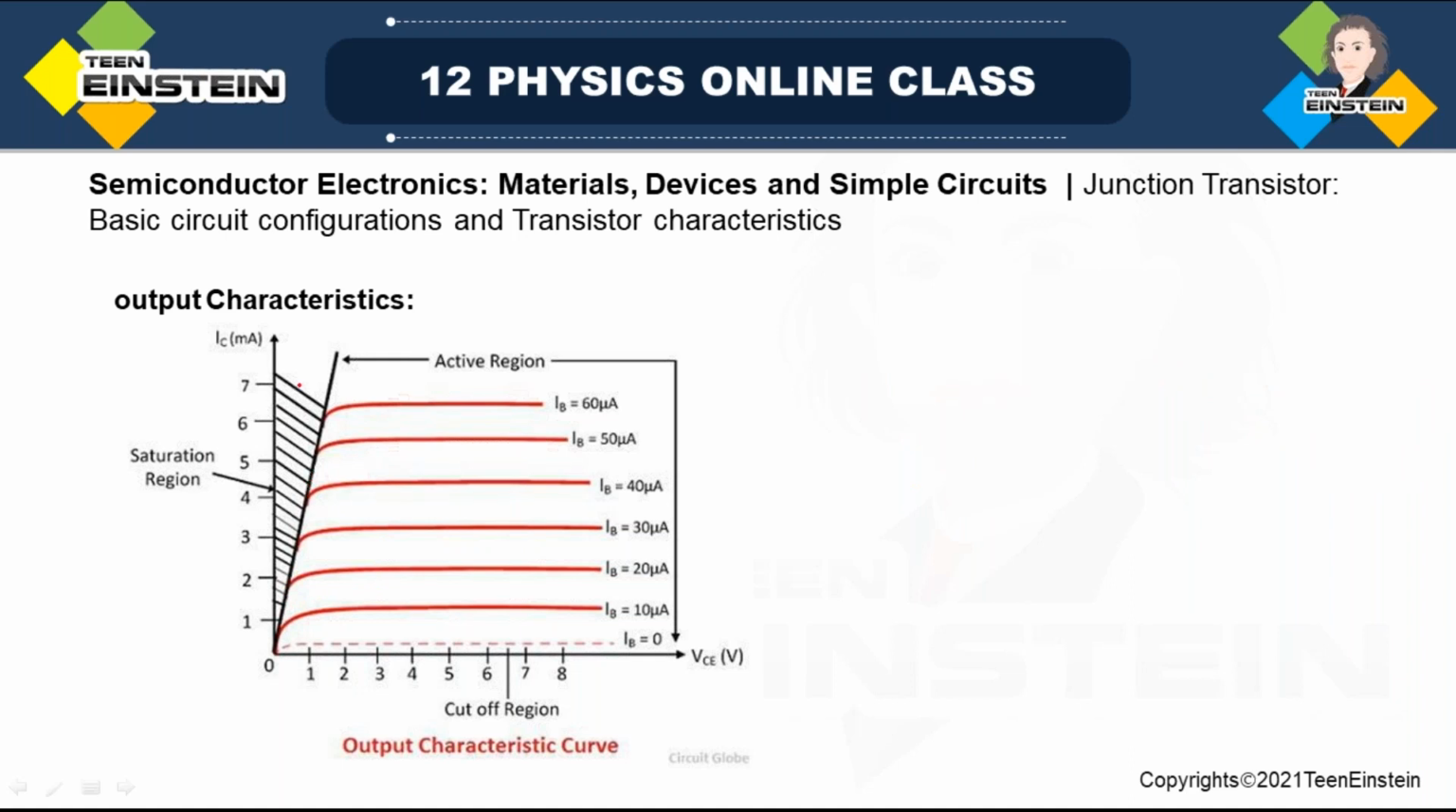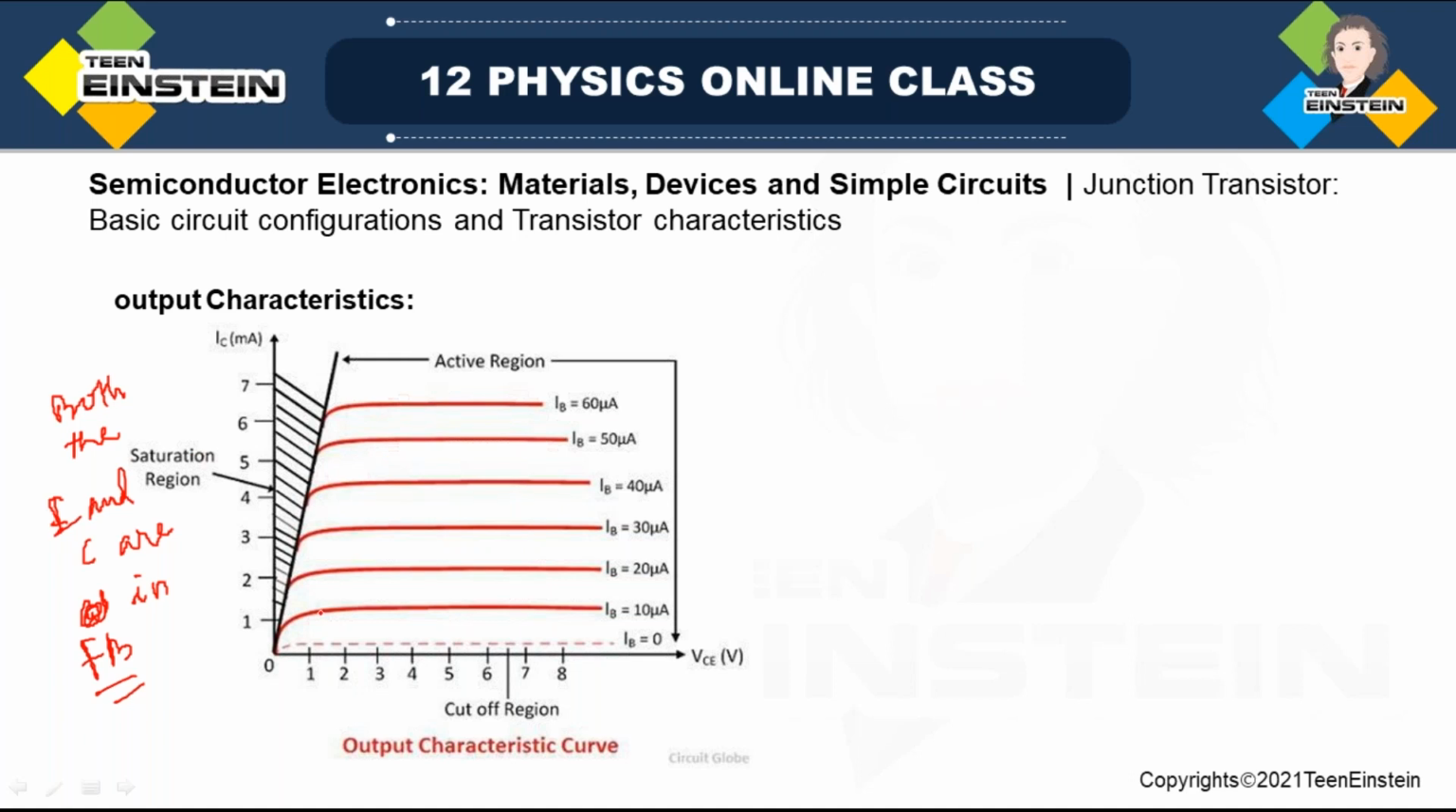Because of this line, which you cannot see, this is called the line of saturation, and this region is called the saturation region, because both the emitter and collector junctions are in forward bias. So this is called the saturation region, when both the junctions are forward biased. All right.